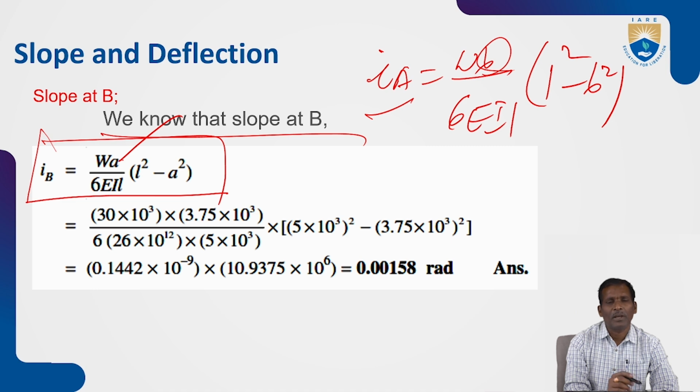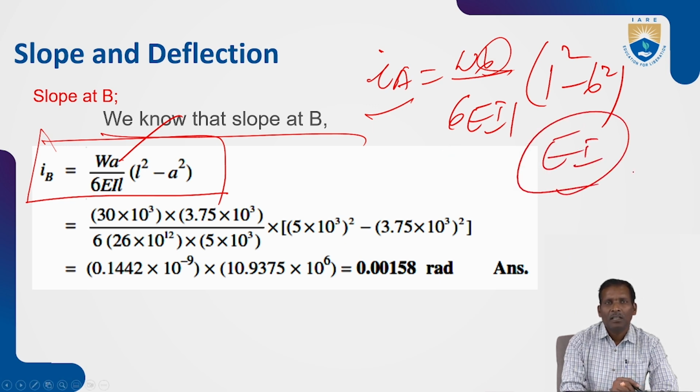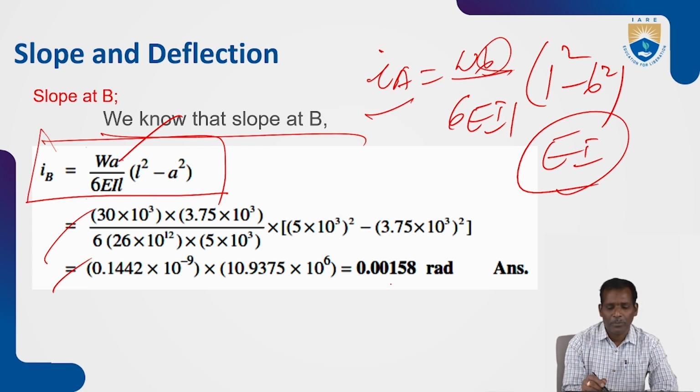Now substitute all values. Already you know the A value, EI also is given, the flexural rigidity EI, and L also is given, A also you know. So substitute those values, and you will get the slope at B point as 0.00158.